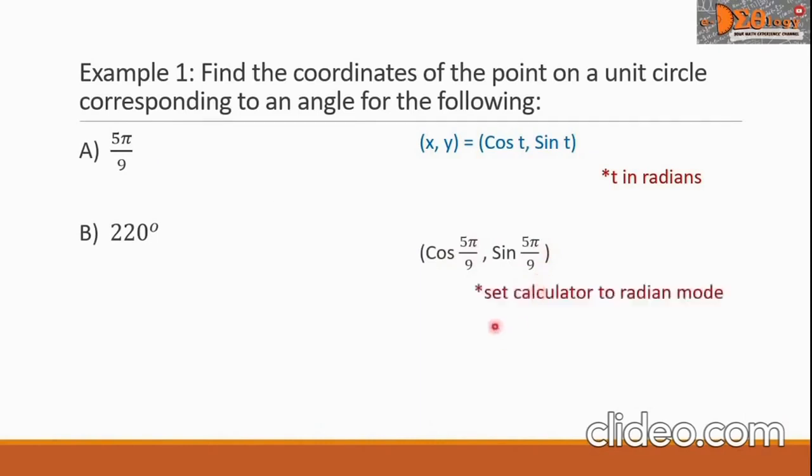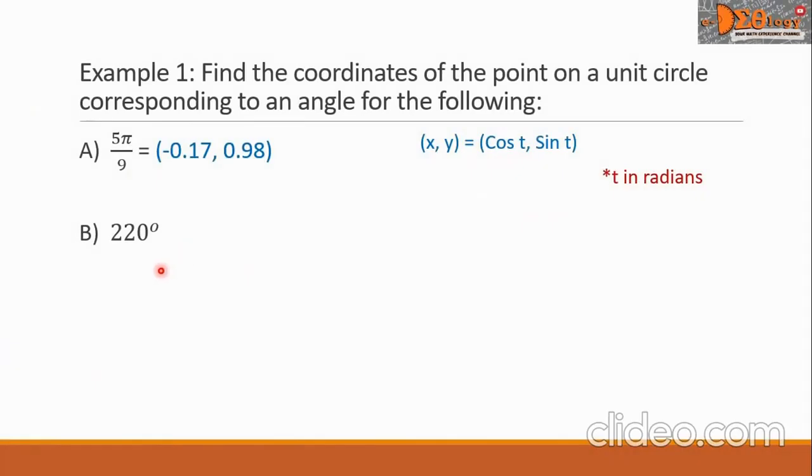Then using our calculator, we should set it to radian mode. And we have now the values negative 0.17 for this cosine 5 pi over 9, and the sine 5 pi over 9 equals 0.98. So this is our coordinates. We will simply copy this answer opposite letter A. Take note that this coordinate is found in the second quadrant.